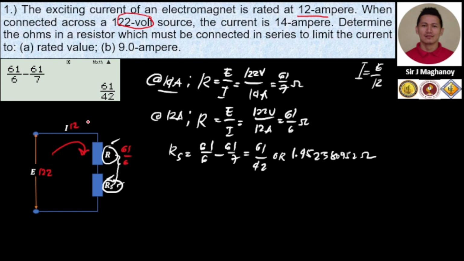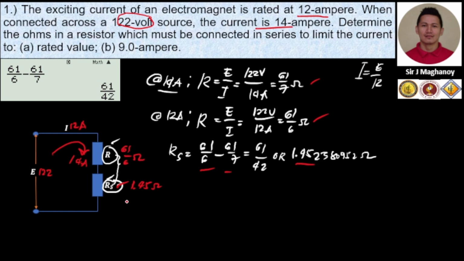But since our circuit is connected to the actual source, which is 14 ampere, the question is, what is the value of your RS to limit the 14 ampere flow? So that is the difference. You need to get the resistance at 14 ampere and the rated value of your current. So the difference is 1.45 ohms here to limit the flow of your 14 ampere. That is what the statement of the problem says.